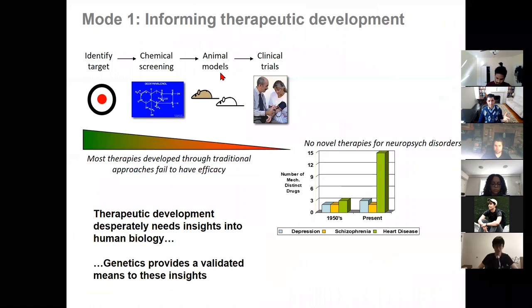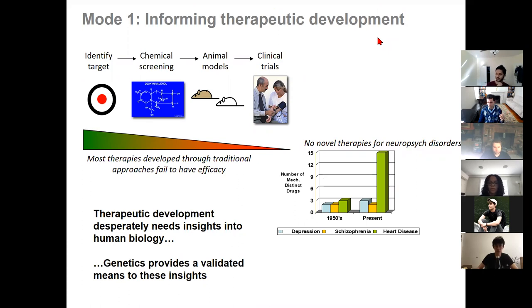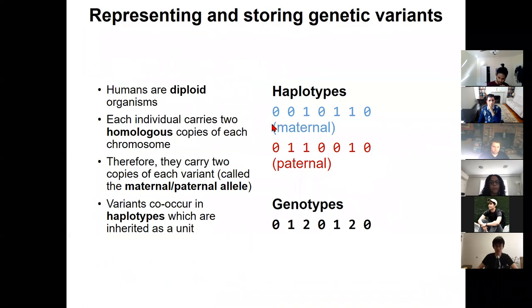For the common variants, instead, you should think of them as informing therapeutic development for all of humanity, rather than for that one person who's carrying the variant. Because we can identify new target genes, screen chemicals against those genes, build animal models, and eventually conduct clinical trials in humans. And therapeutic development desperately needs new insights into human biology, and genetics is perhaps the most powerful way to get those insights, because the therapeutics that come out of genetics are much more likely to actually succeed in those clinical trials, okay?